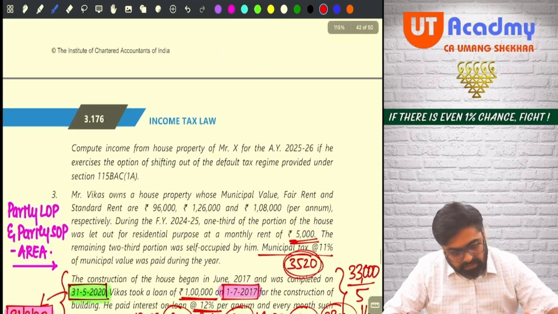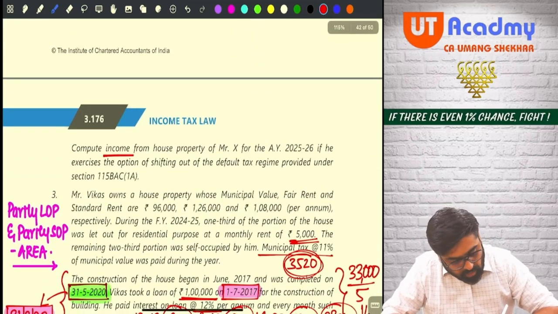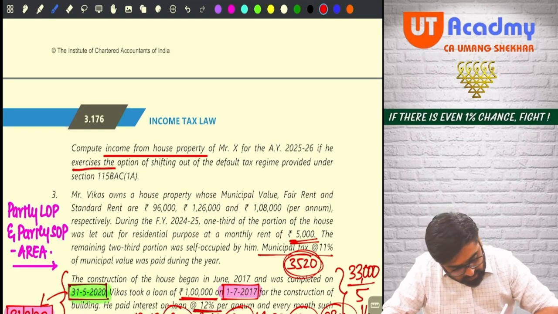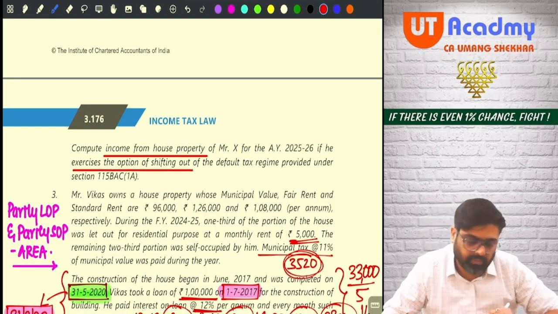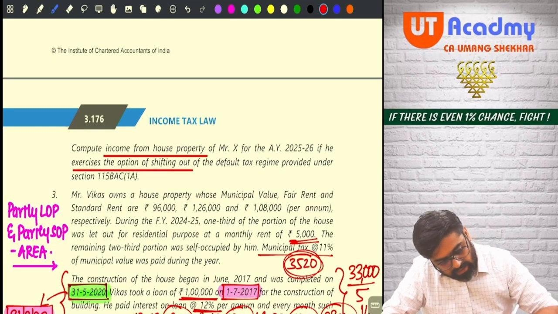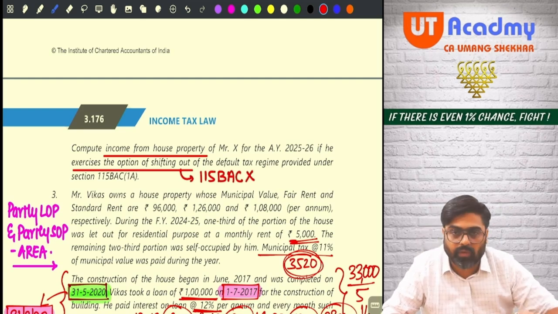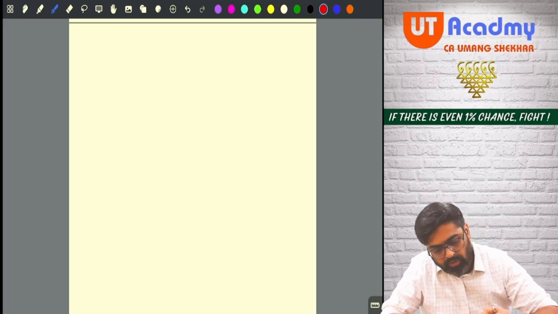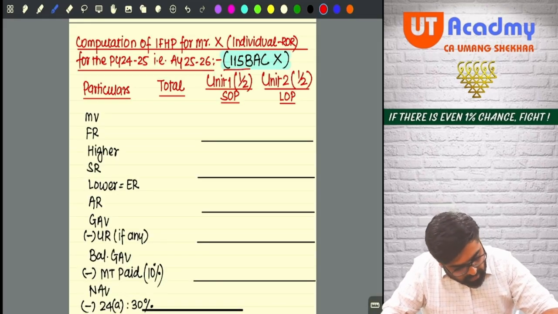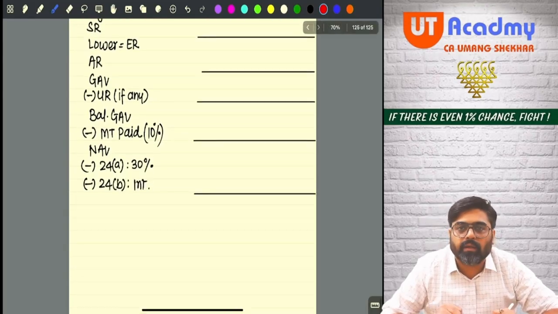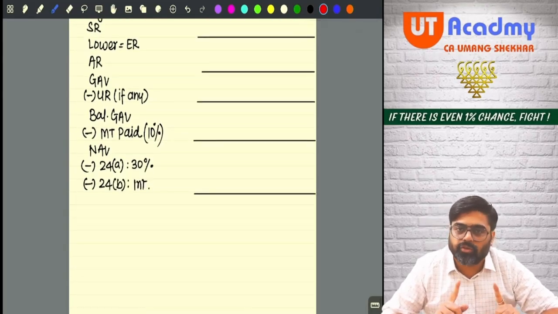Next, compute the income from house property if he exercises the option to shift out. Meaning that, is 115 BAC followed or not followed? Not followed. So here I will write 115 BAC not followed. So will I get interest deduction? The answer is yes.